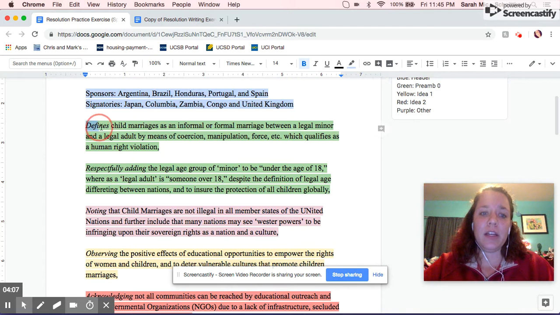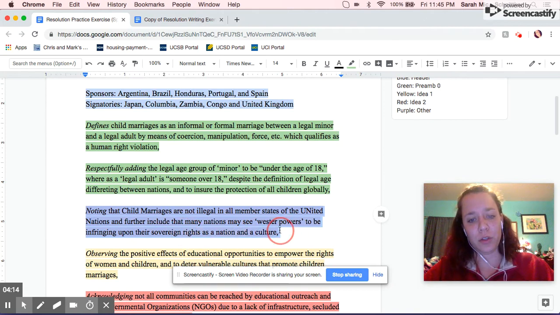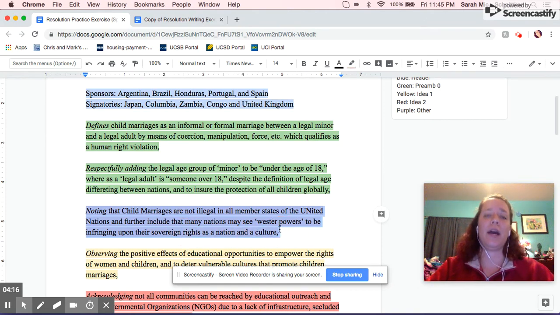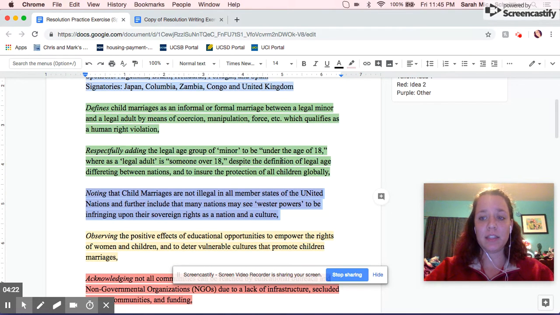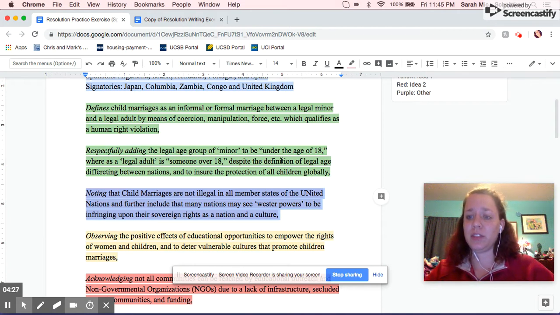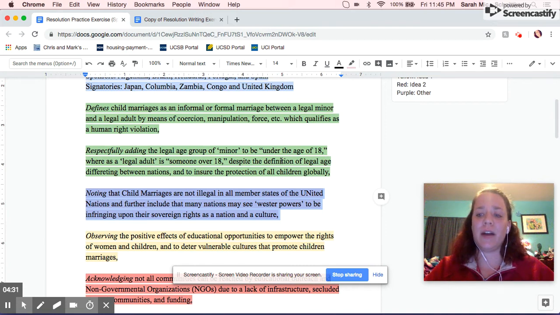We have here a definition. This is not technically a definition, but I'm going to include it as a preamb 0 and then touch on why later. Remember, when we draft these preambles, the first word of every clause needs to be in italics. We also use italics for country names if we're going to mention them outside of sponsors and signatories, but this isn't very common. Here we're using words like define and noting as a way to better develop our understanding of the topic.